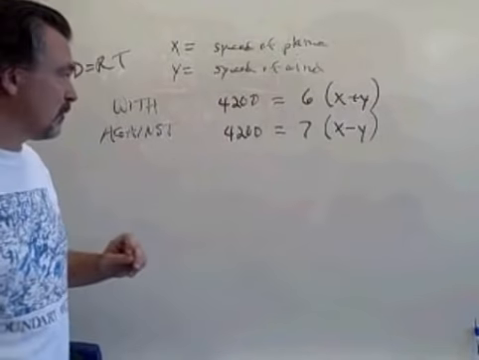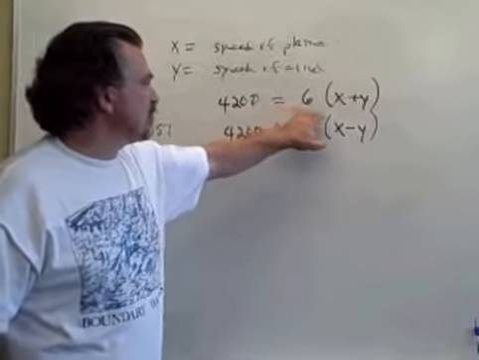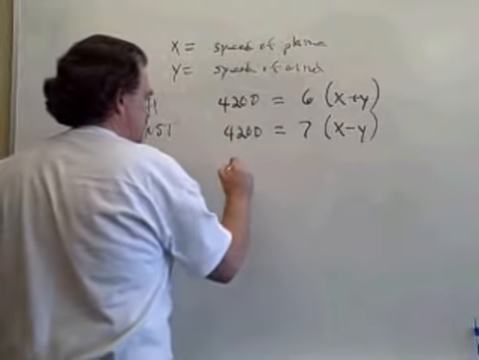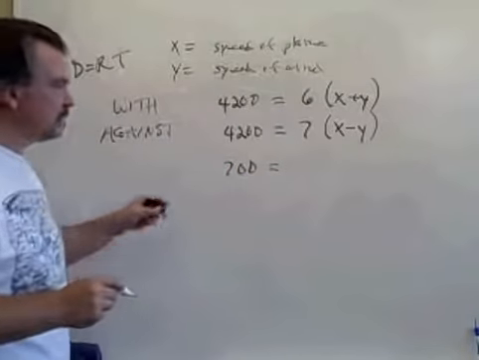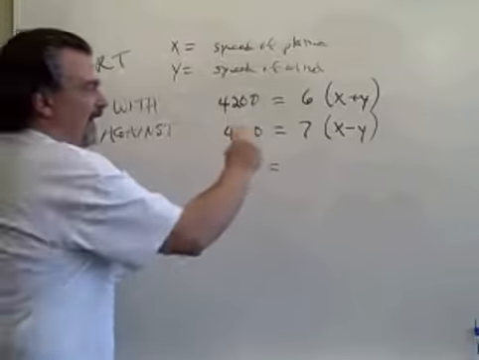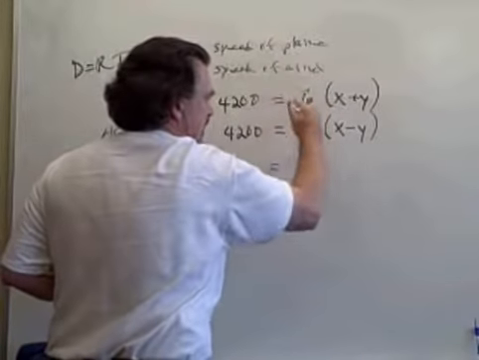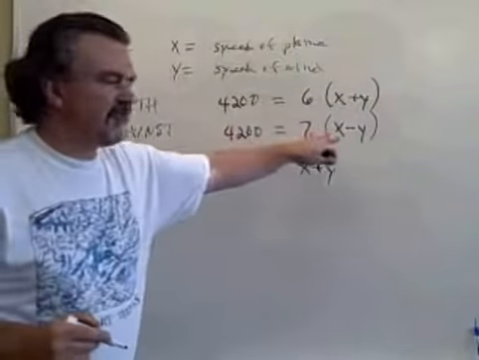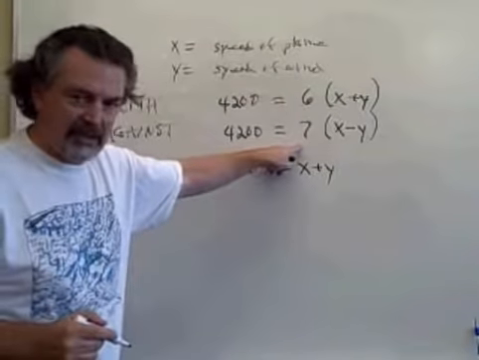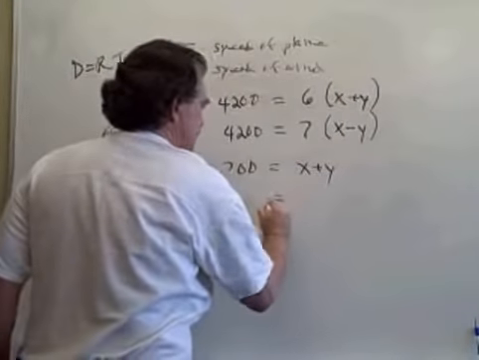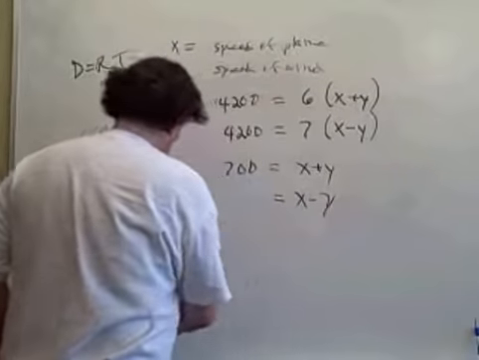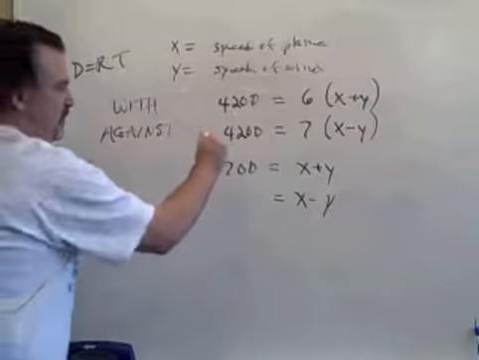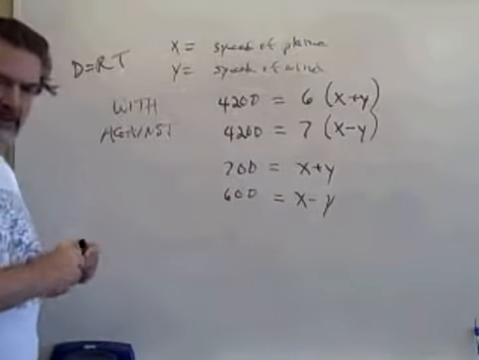Now, here's something I'm going to look at real quick. Can't I divide both sides of that equation by 6? If I divide this side of the equation by 6, doesn't that give me 700? Dividing 4,200 by 6. If I divide this quantity by 6, won't the 6's cancel, just leaving me x plus y? How about this equation? I can divide both sides of that equation by the 7, can't I? If I divide this right-hand side of the equation by 7, won't those 7's cancel, just leaving me x minus y? And 4,200 divided by 7 is 600.